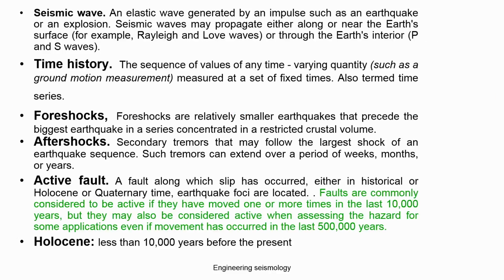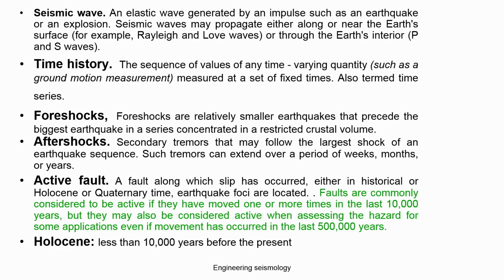So, a seismic wave is defined as an elastic wave generated by an impulse such as an earthquake or explosion. Seismic waves propagate either along or near the earth's surface, for example the Rayleigh and Love waves, which are surface waves, while through the earth's interior the P and S waves are the body waves. We will be discussing this in detail in future classes.